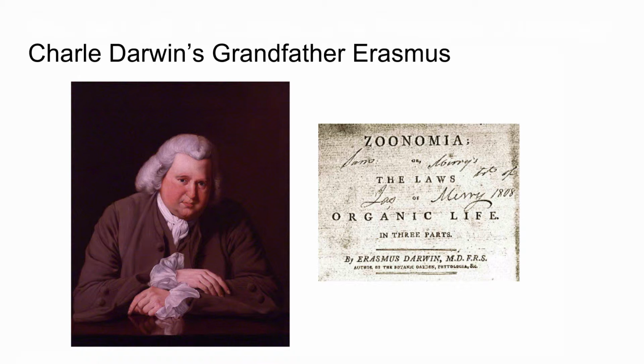Now, don't be confused, because the name Erasmus ran in the Darwin family. This is Charles's grandfather that you're looking at right here. Charles Darwin's brother, Erasmus, who was also very close to Charles, was named after his grandfather. This grandfather wrote a book called Zoonomia, which is the laws of organic life, and he toyed with the idea that life changed over time. But the big difference here is he didn't know how it happened.